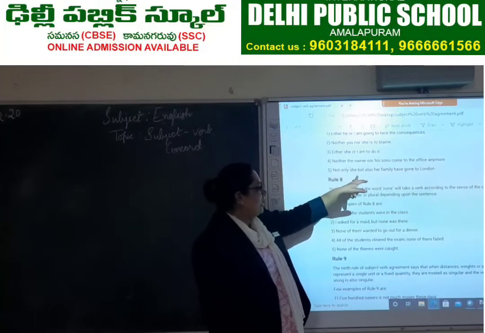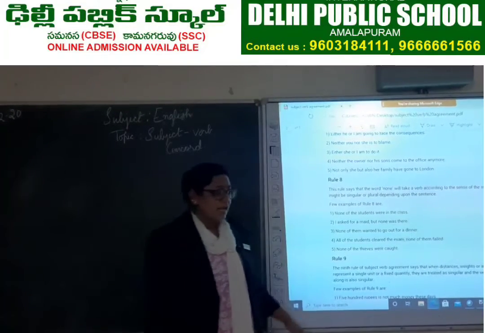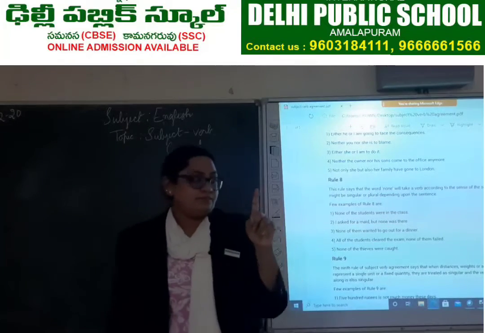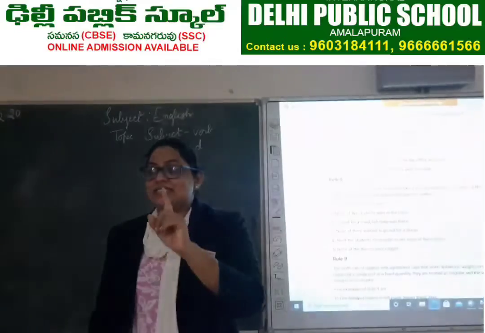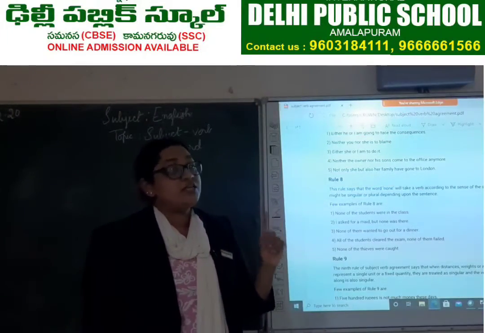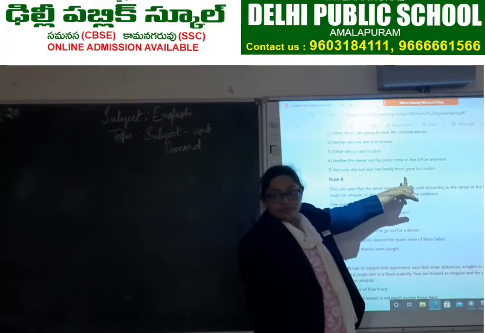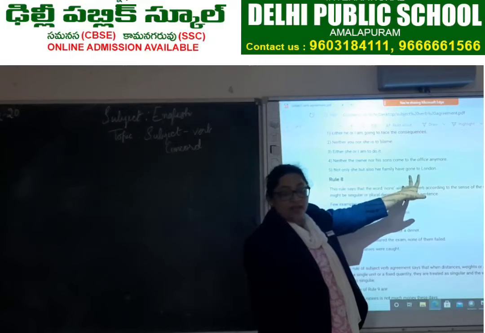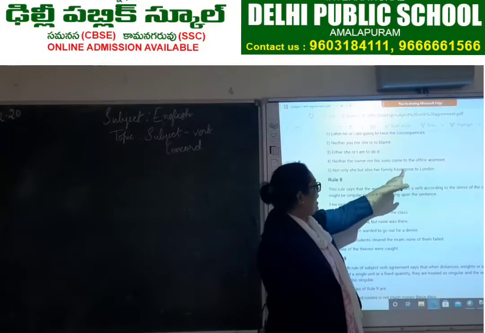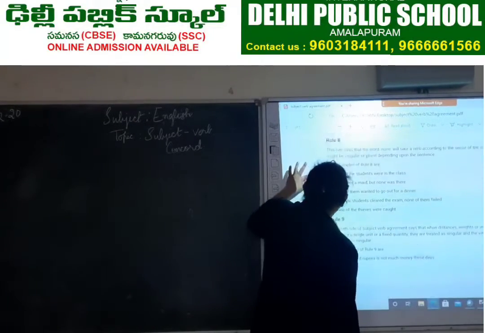Then, not only she but also her family have gone to London. Now here family is a single unit. When you talk about family, it's a single unit. It's not plural. It is singular. That's why have. If not, it has to be has. Because family is taken as a single unit, they have used have. Got it, everyone? We'll move further to rule number 8.